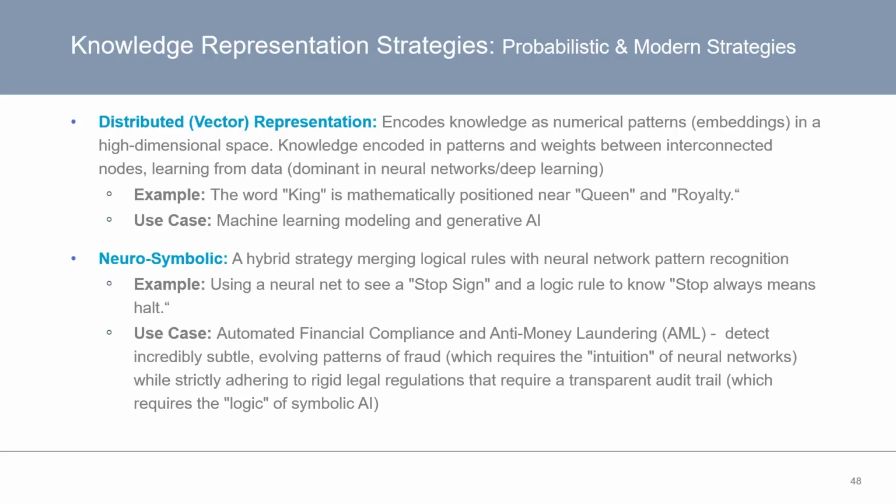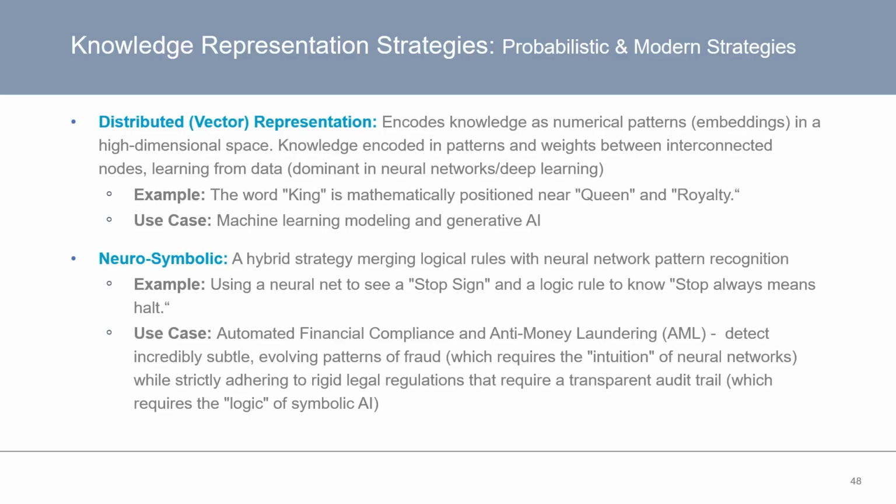And lastly, we have neurosymbolic representations, which are hybrid strategies that merge logical rules with neural network pattern recognition. For example, using a neural network to see a stop sign combined with a logical rule to know that the word stop always means halt.